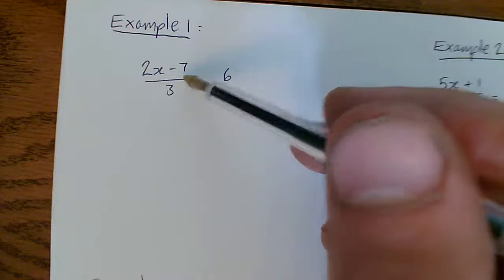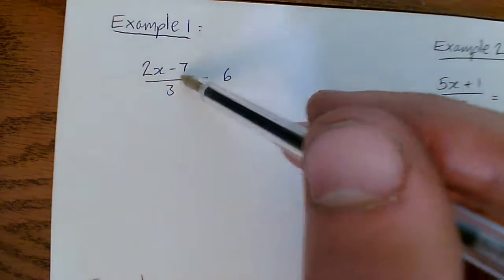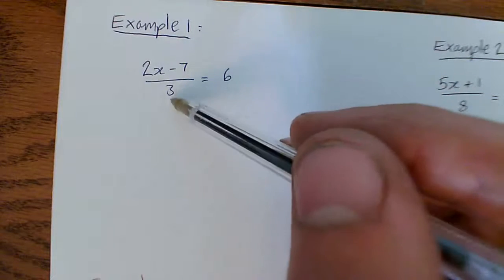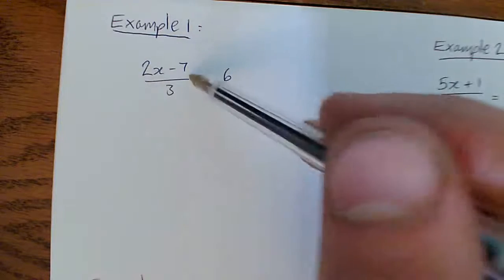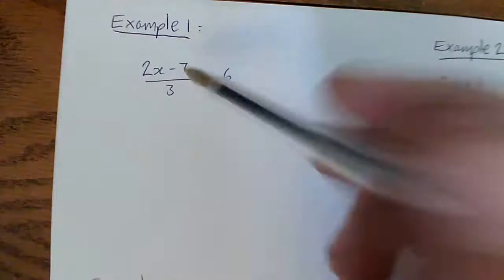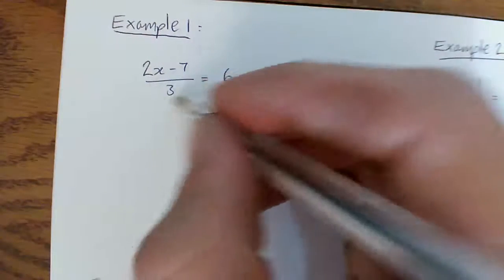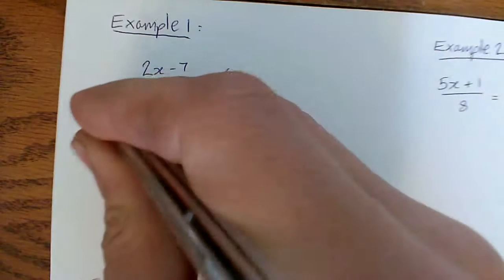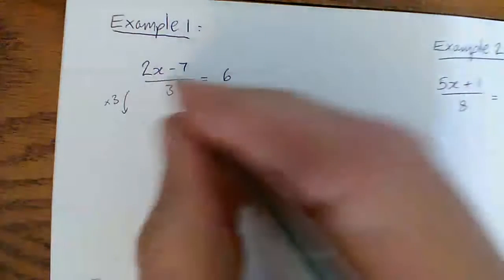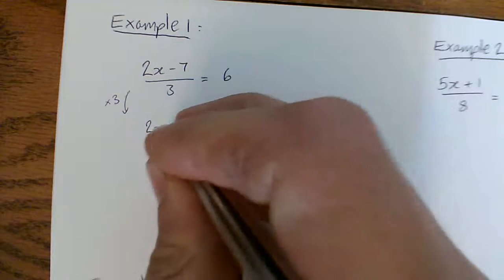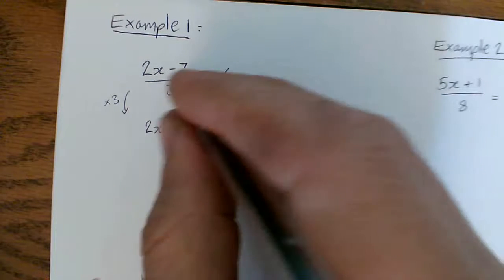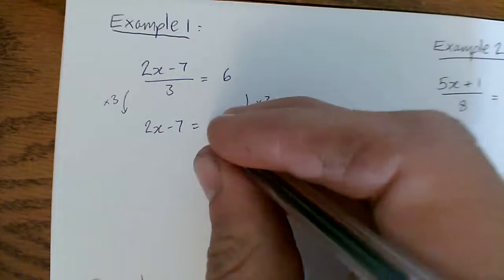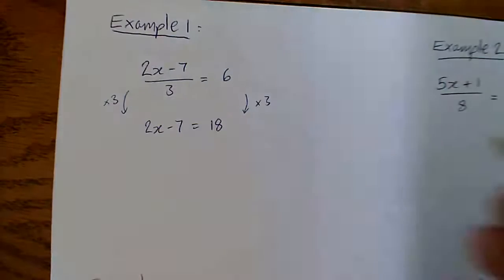So, the first thing I always ask myself when I'm working with one of these is, is my whole top line divided by the number, or is it just the x part? Here it's the whole of the top line. So our first move is to times everything by 3. 2x minus 7 is left on this side, because multiplying it all by 3 cancels the divide by 3, and it equals 18.